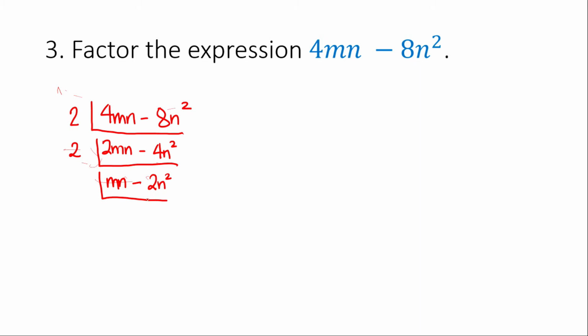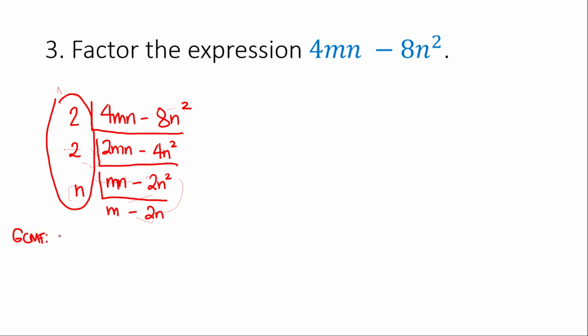So, focus na tayo sa variables. Mn, n squared. Parehas meron is n. May pinakamababang exponent is n to the first power. So, factor out lang natin si n. Mn divided by n is just m. And 2n squared divided by n will be 2n. Okay? So, lahat na nandito sa gilid, multiply natin. That is our greatest common monomial factor.